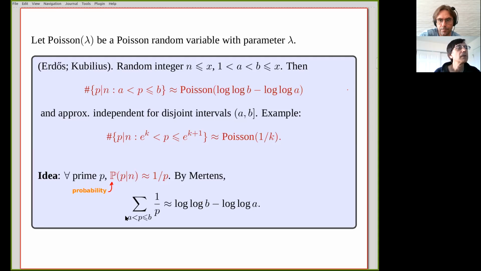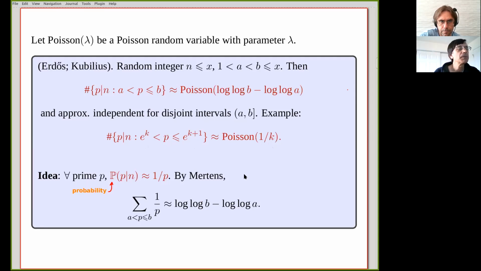So for example, if I have an interval of the type e to the k up to e to the k plus 1, then the number of prime factors in that interval behaves very much like a Poisson random variable with parameter 1 over k.